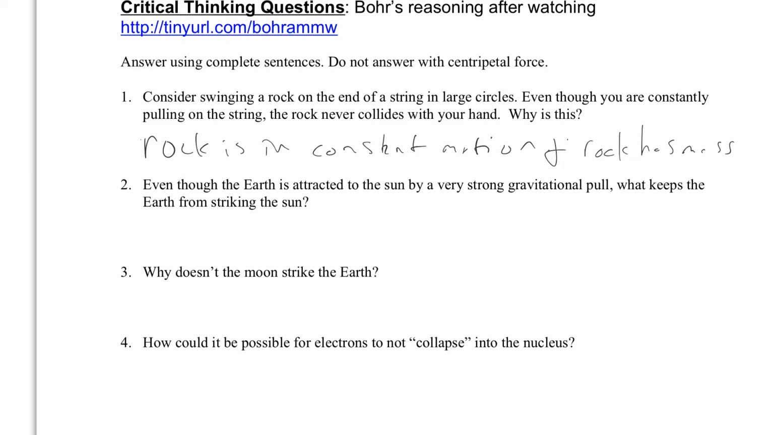Even though Earth is attracted to the sun by a very strong gravitational pull, Earth moves. It both moves by spinning around the sun and spinning independent of the sun.